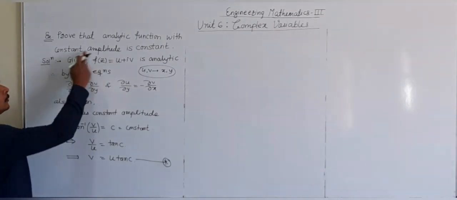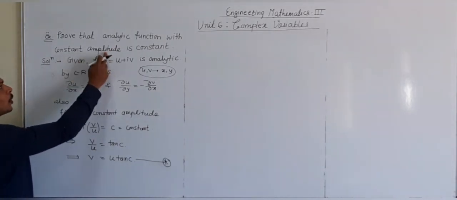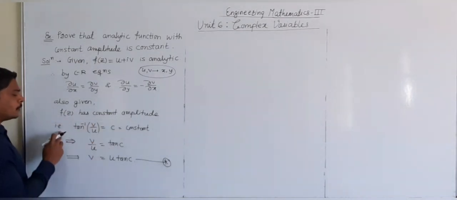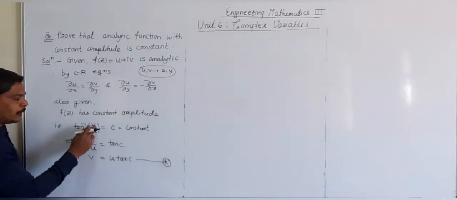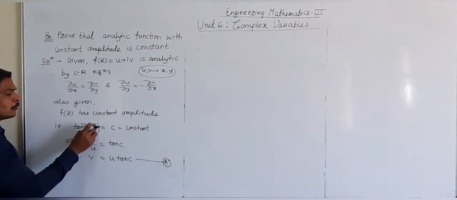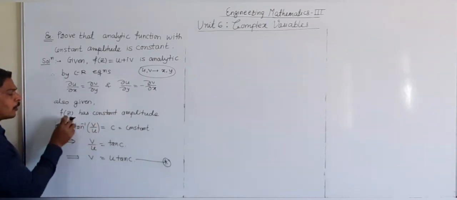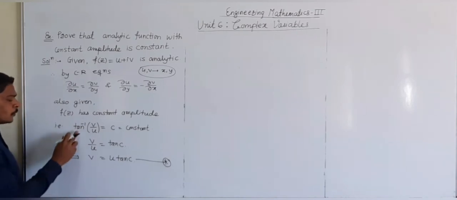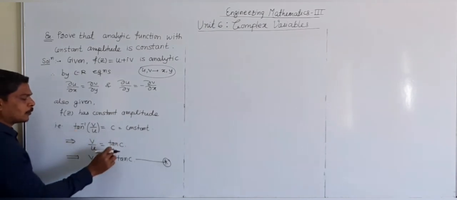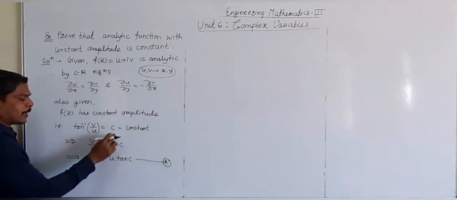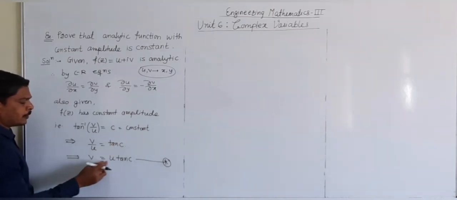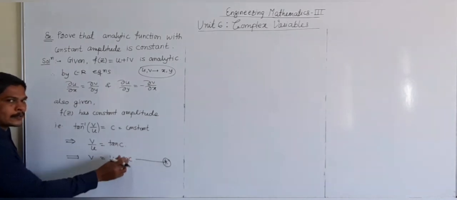Also we are given that this function has constant amplitude. So f of z has constant amplitude, that means tan inverse of v upon u is equal to constant c. Okay, amplitude means tan inverse of the imaginary part divided by the real part of the given complex function. So shifting this tan inverse to the right side, we get v upon u is equal to tan c. Now shift u to the right side, we get v is equal to u into tan c. So here tan c is constant.